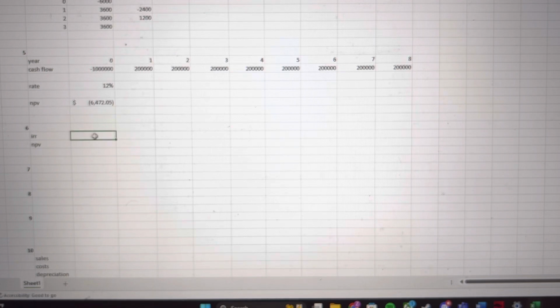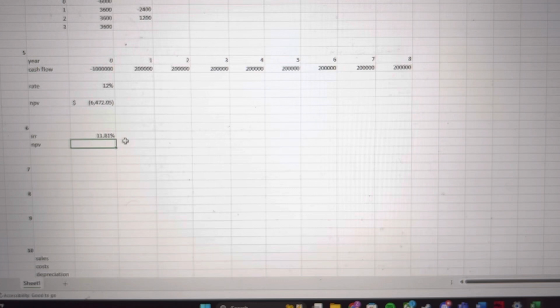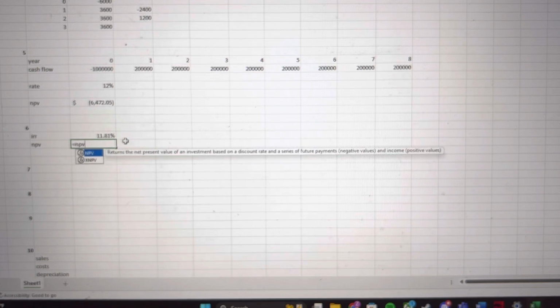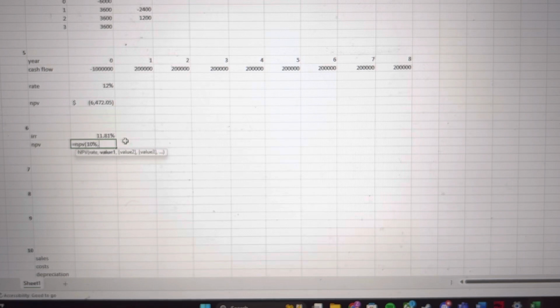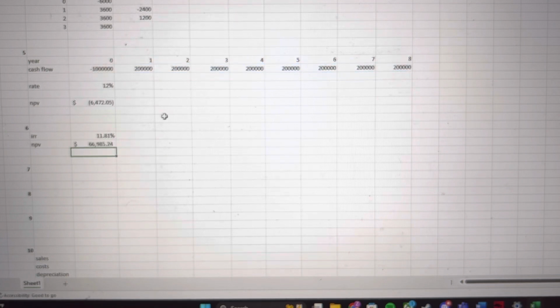Question 6, what is the IRR and what decision should be made if the required rate of return is 10%? IRR is years 0 through 8, which gets us 11.81%, and for the NPV, we plug in 10% this time, and then add year 0 at the end to get us a value of $66,985.24.